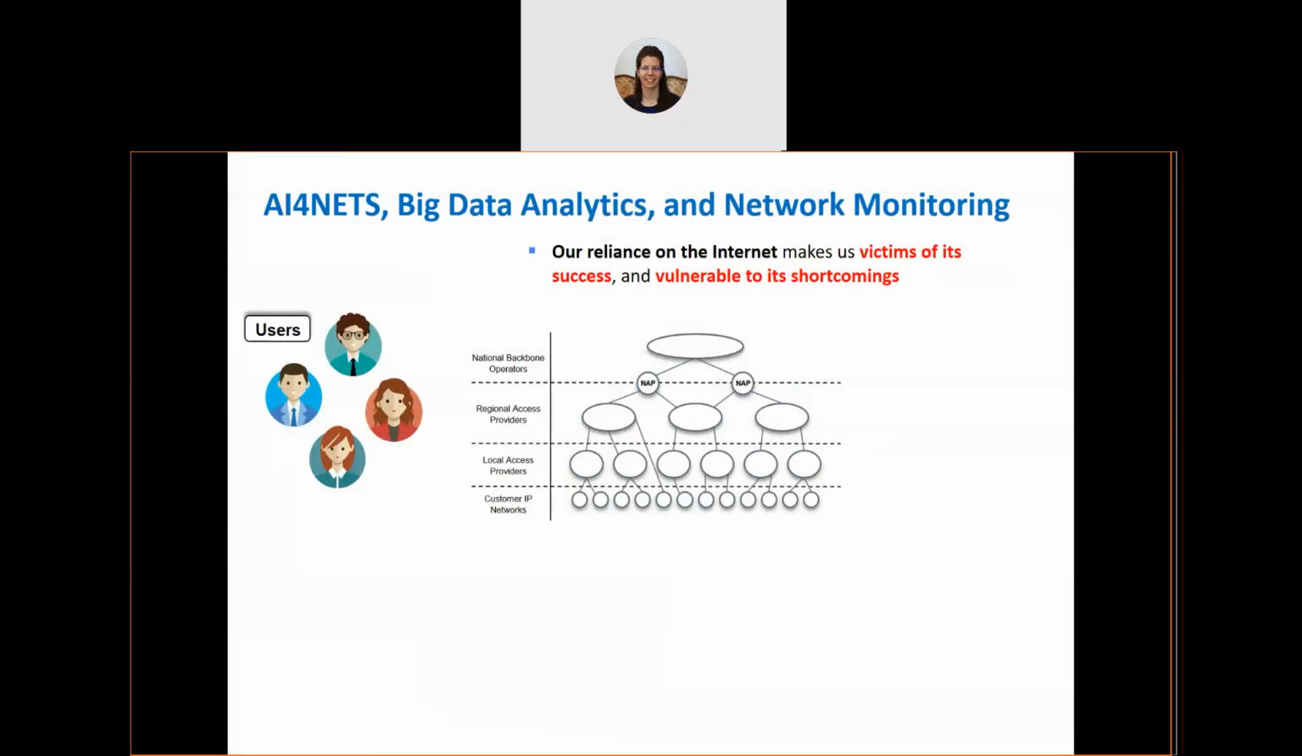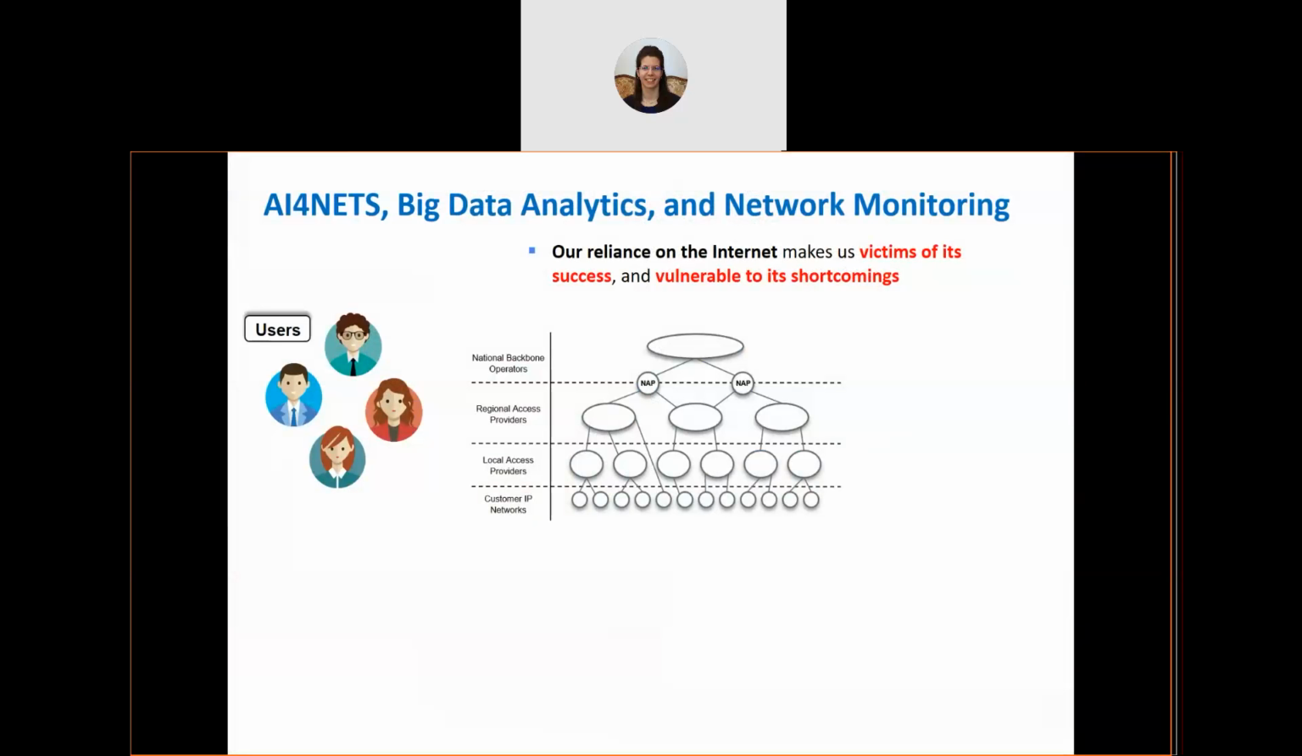What I try to do is to passively analyze the data collected in the networks. If we think about the overall picture of the reliance we have on the internet, we can say that our full reliance on the internet today makes us victims of its success. Everything is online, but we are very vulnerable to the shortcomings the internet can have. The internet is a very complex system, and if we want to understand how it works, monitor it, and detect issues, anomalies, and attacks, it becomes quite difficult to do it with a traditional approach.